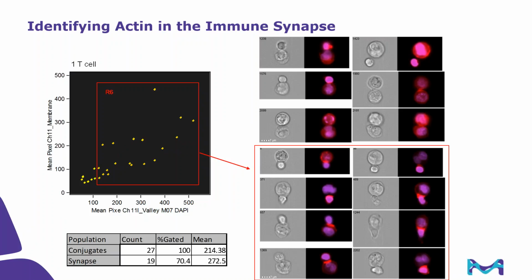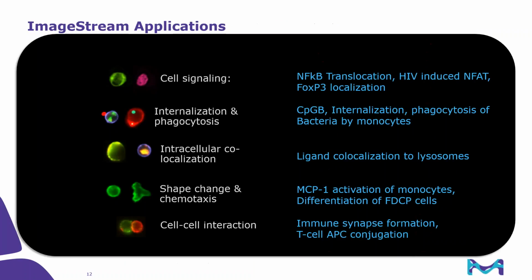And if you look at the mean pixel value of the valley mask, which is that region of the immune synapse, you can see that about 70% of these cells have proper immune synapses, and that the remaining 30% of the cells have uniformly distributed actin, or potentially these are just coincident conjugates. So it's a way to quantify this type of morphological characterization.